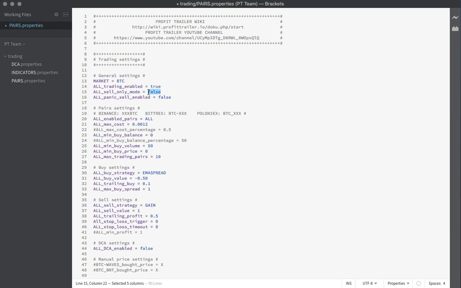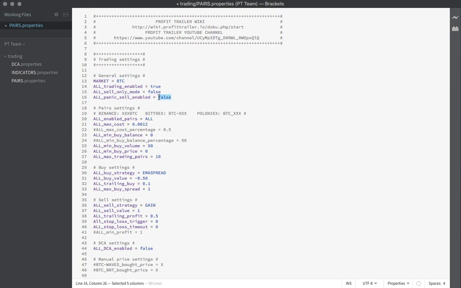All sell only mode, this would be if you wanted to set everything to sell only. No buys. False means it will buy. If you set this to true, it will stop all buys and you will only sell. All these statements though that start with all, you can also set them for a coin pair specifically.